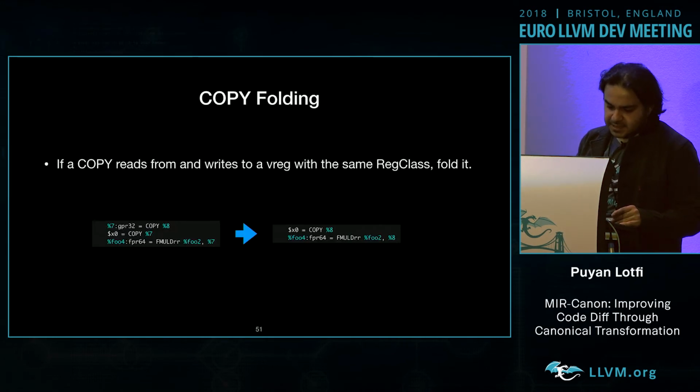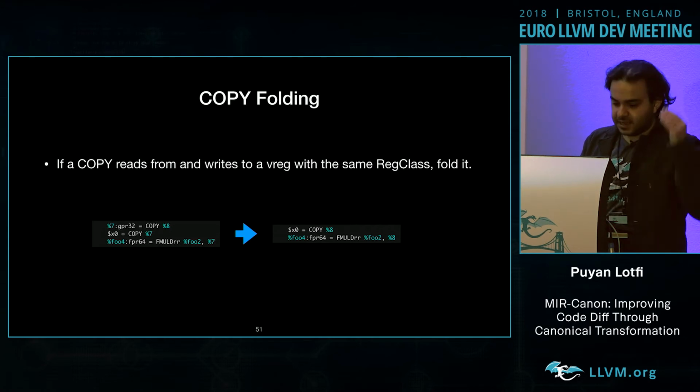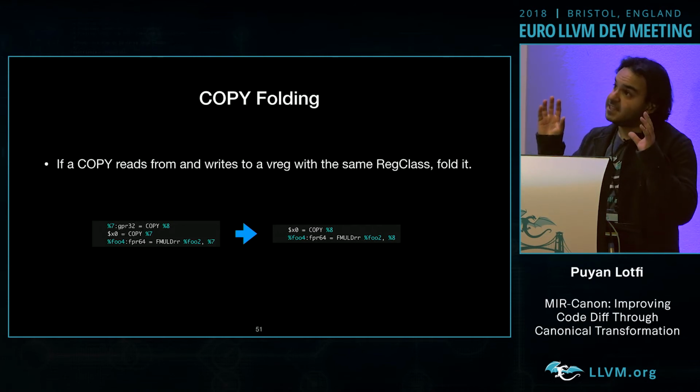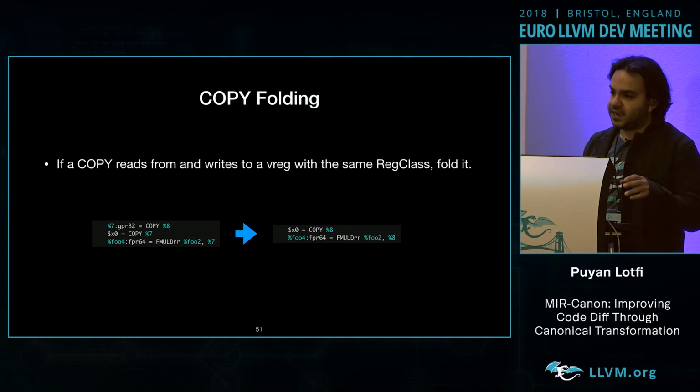And lastly is copy folding. This is the only folding technique that I've thought of so far. This is basically an ISA-agnostic folding of a copy. Basically the dest and the source have to both be VREGs, and they both have to be the same register class. If that's the case, then I fold the copy and I rewrite all the places that it was used.